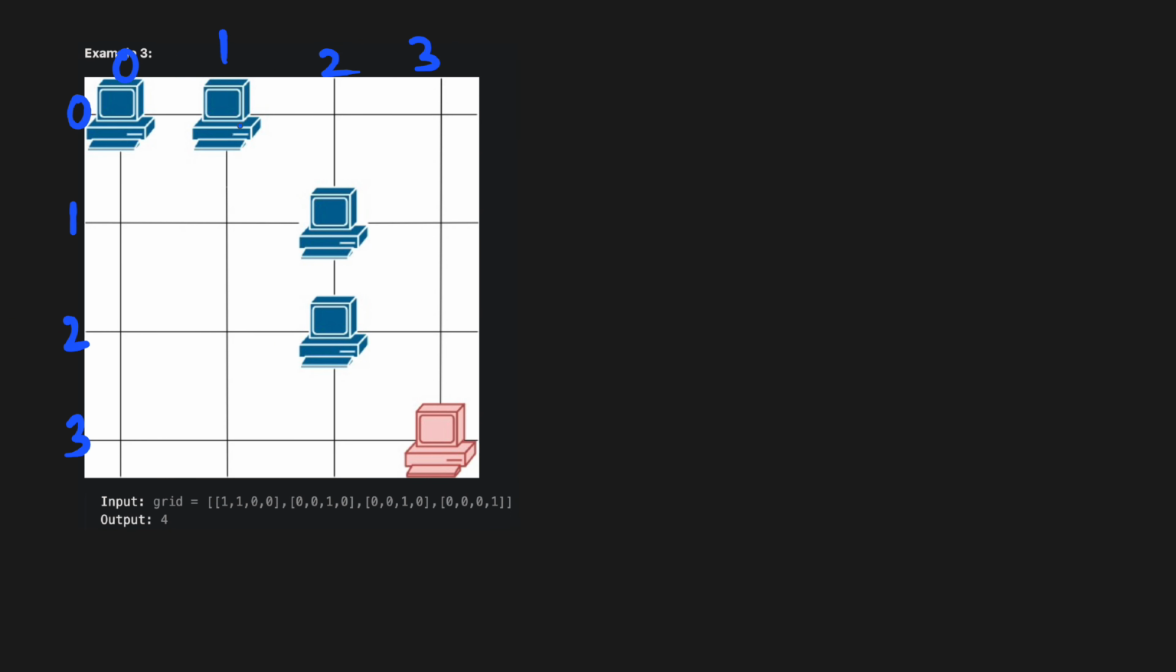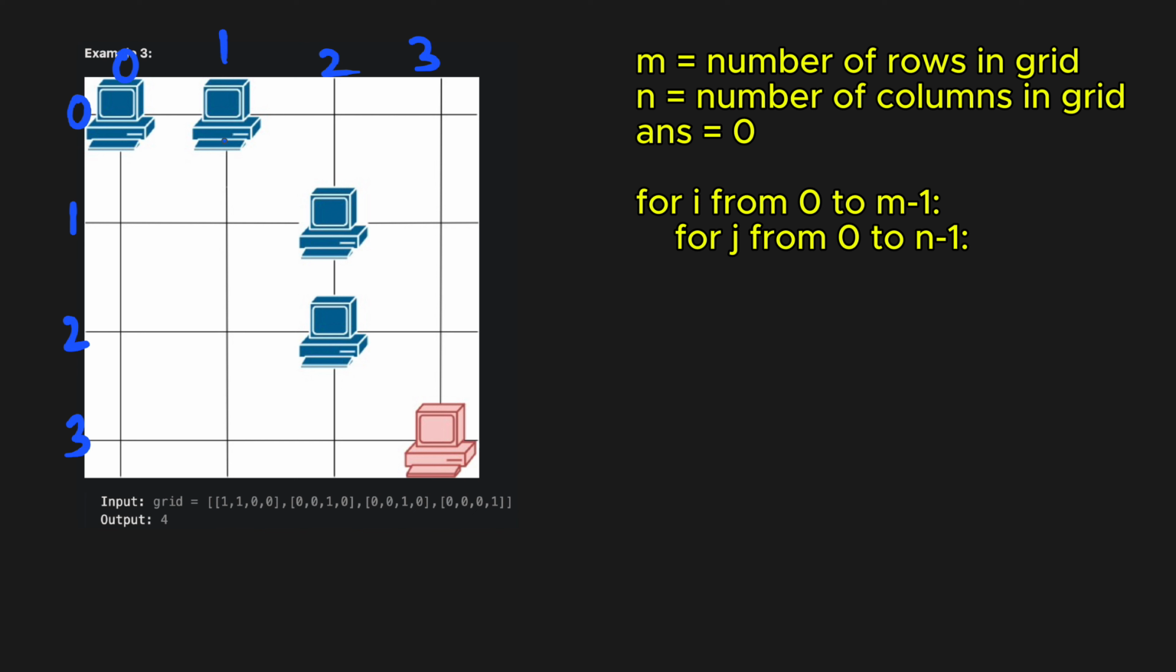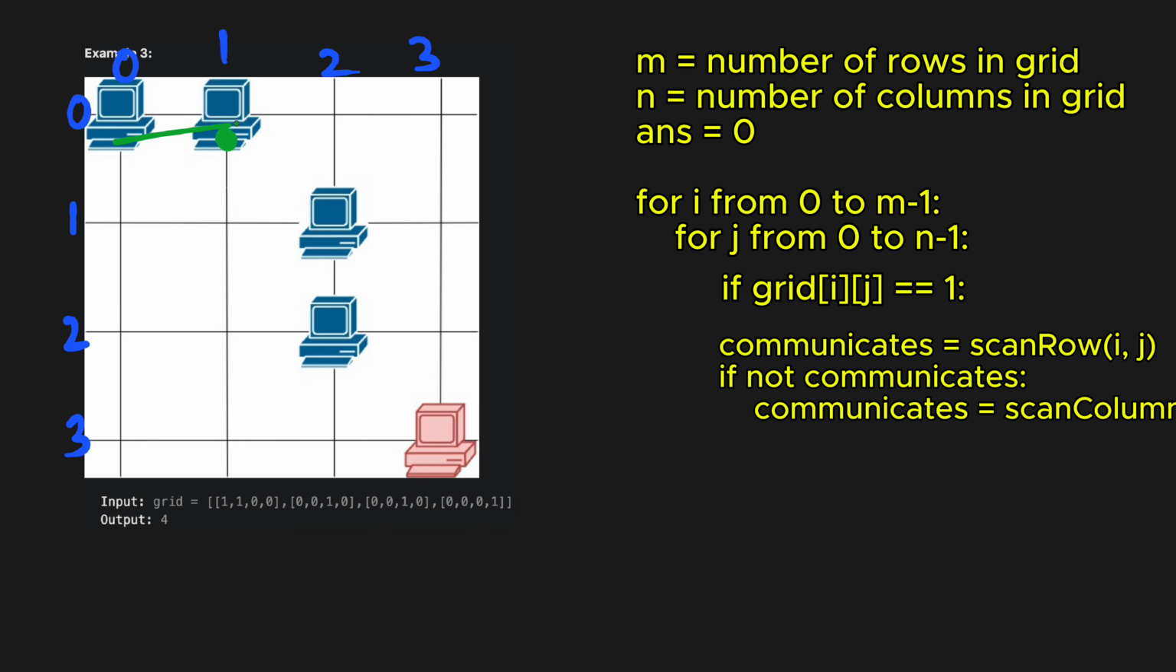Now in terms of solution, one naive approach can be to iterate through the grid to find each server. That is, we go through each cell in the grid to check if it contains a server. For example, we found this server. And then for each server, we will scan through its entire row and column to see if we find another server. If we do, then we will mark the current server as a communicating one and increment our answer count. Otherwise, we will continue with our iteration.